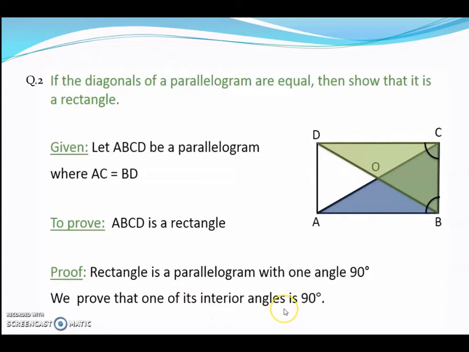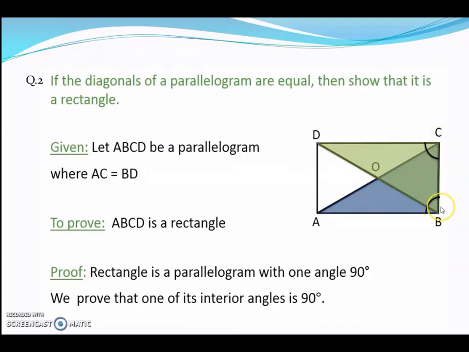Now for a rectangle, all angles are 90 degrees. That is a special property that is different from a parallelogram. So a rectangle is a parallelogram with all angles 90 degrees each. However, when you are proving, you need to prove only one angle as 90 degrees. If you can prove just angle A or any one angle to be 90, since it is given it is a parallelogram, automatically the opposite angle to it will also be 90.